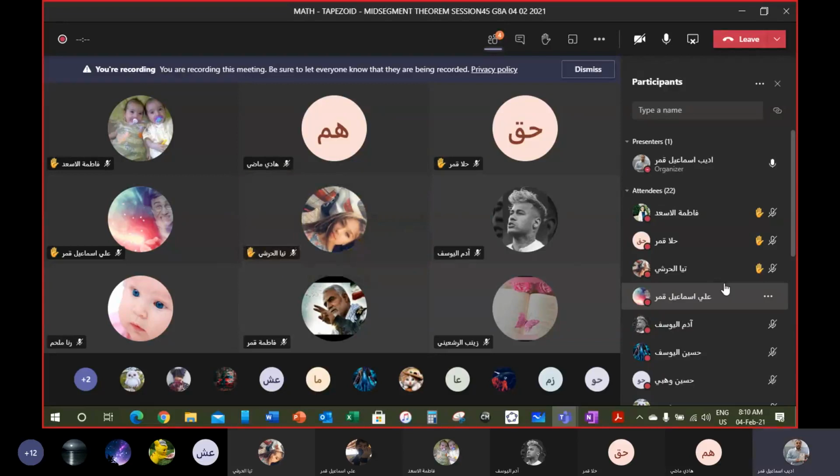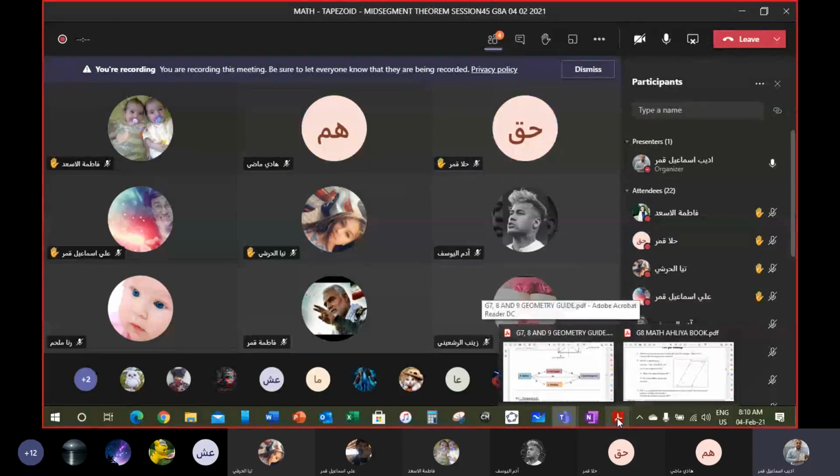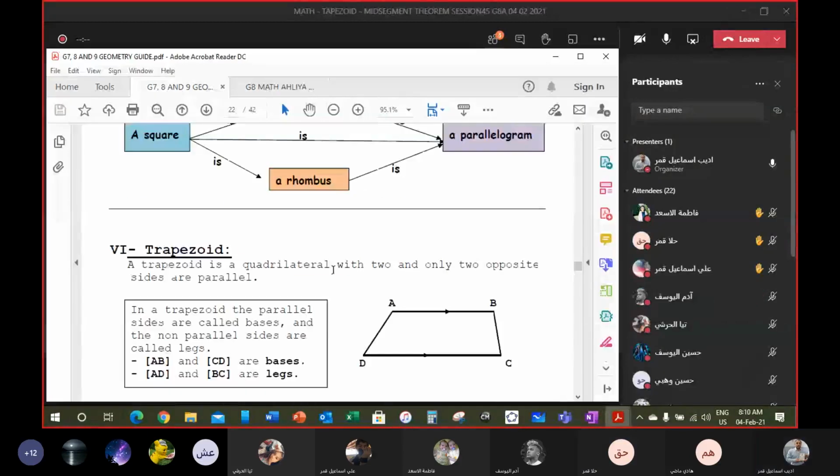Go ahead, Qamar. A trapezoid is a quadrilateral with two and only two opposite sides parallel. So a quadrilateral is a trapezoid with only two opposite sides parallel. And here we have ABCD is a trapezoid. It has AB parallel to DC.